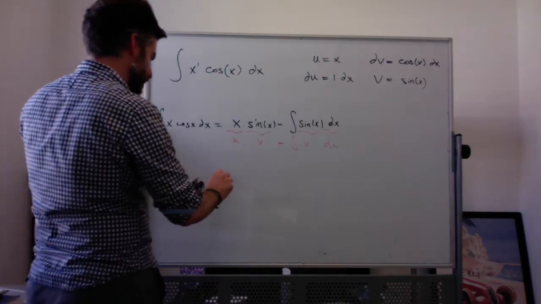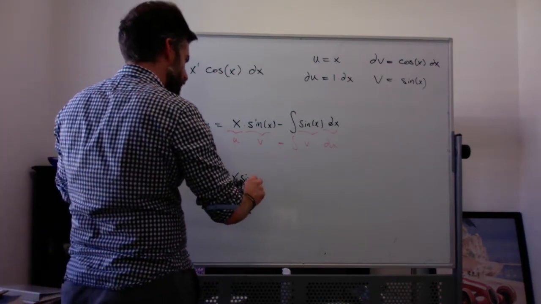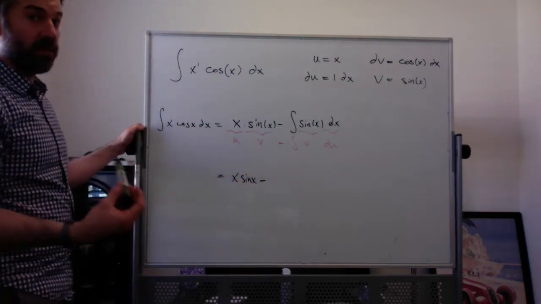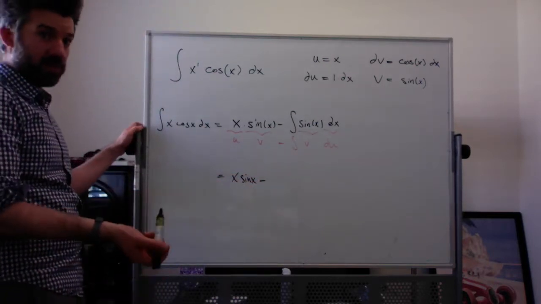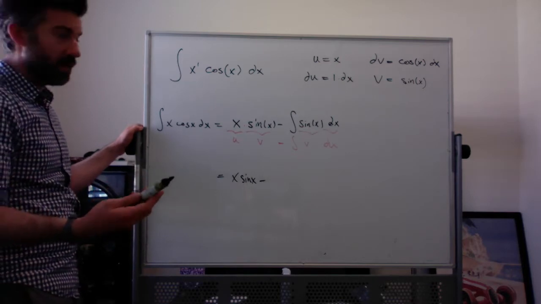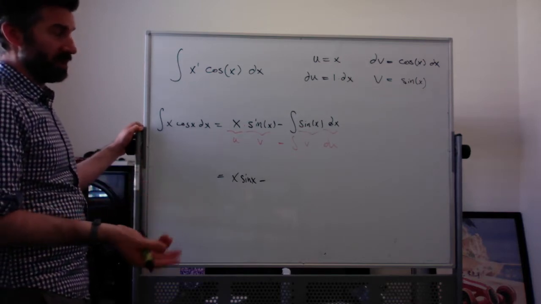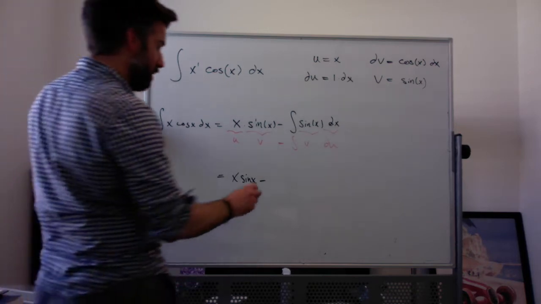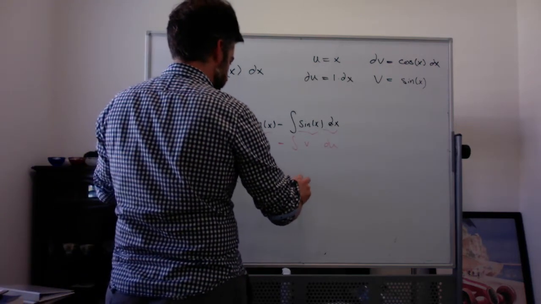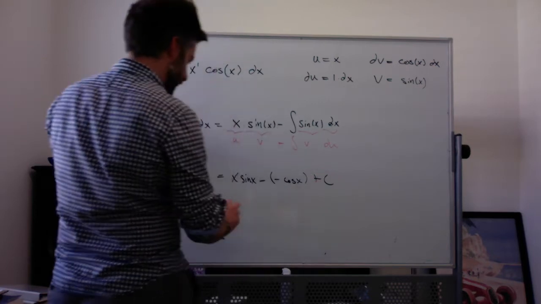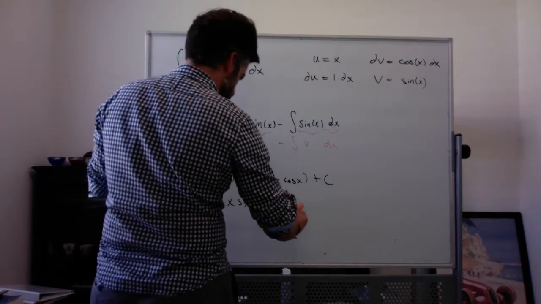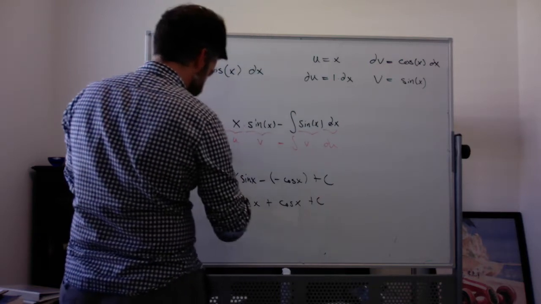And we can say that this is equal to x sine of x minus the integral of sine. The integral of sine is negative cosine, because for sine and cosine it's always the opposite. So the integral of sine is negative cosine because the derivative of sine is positive cosine, or because the derivative of negative cosine is sine. So you get minus and minus cosine of x. And we should definitely rewrite this as x sine of x plus cosine of x plus c.